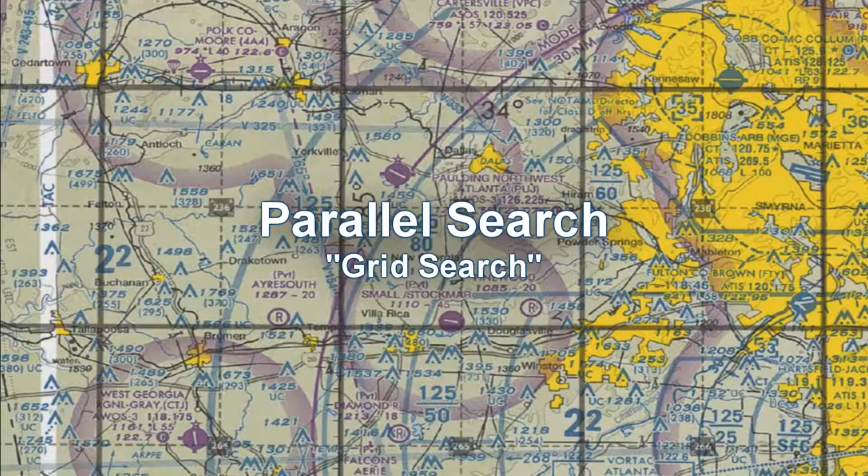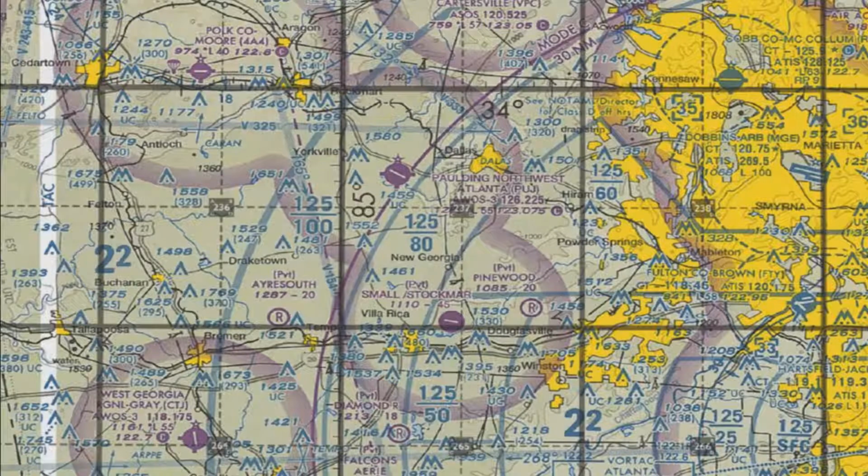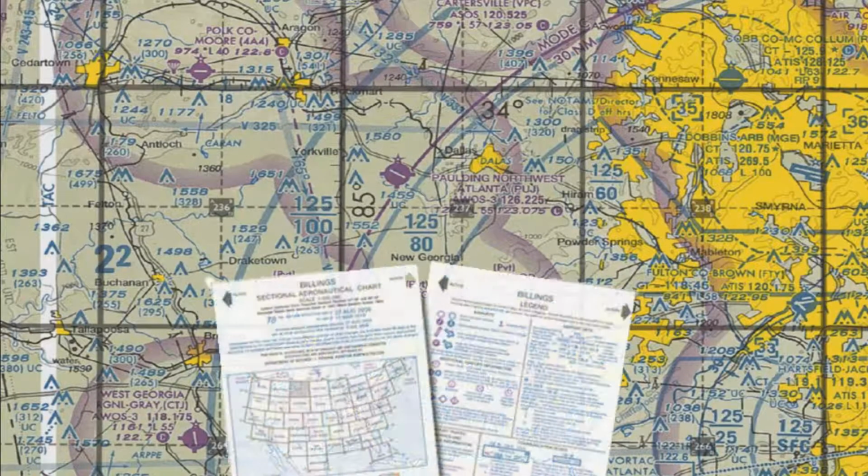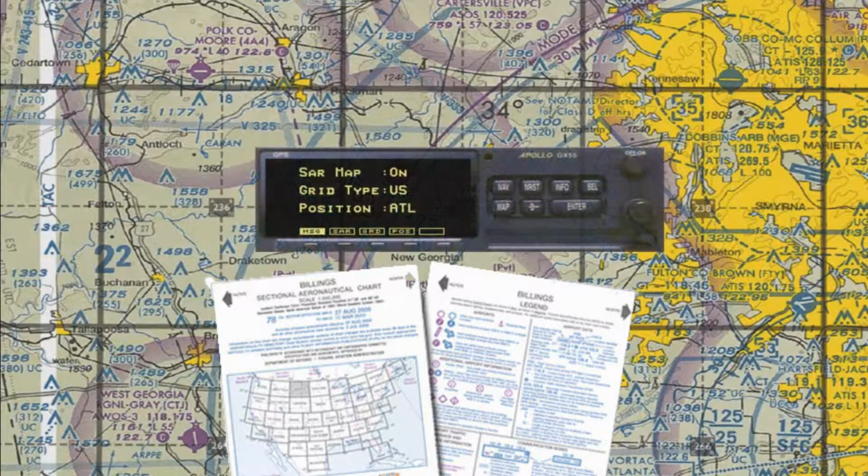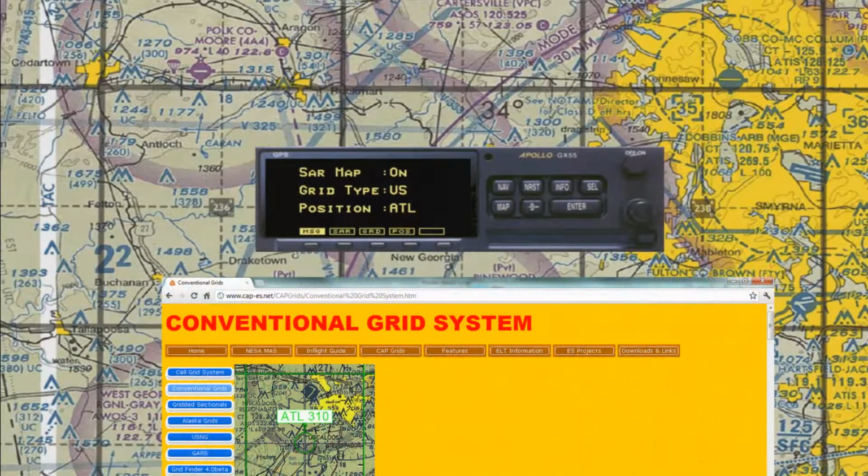The parallel search is based on the grid system and defines search areas that assist in both coordinating and directing search efforts. The Garmin GX Series GPS incorporates the grid database divided into groups based on aviation sectional charts. For our demonstration, we will be using the Atlanta sectional. An excellent detailed discussion on the grid system can be found at the following website. You can find the link below in the video description.